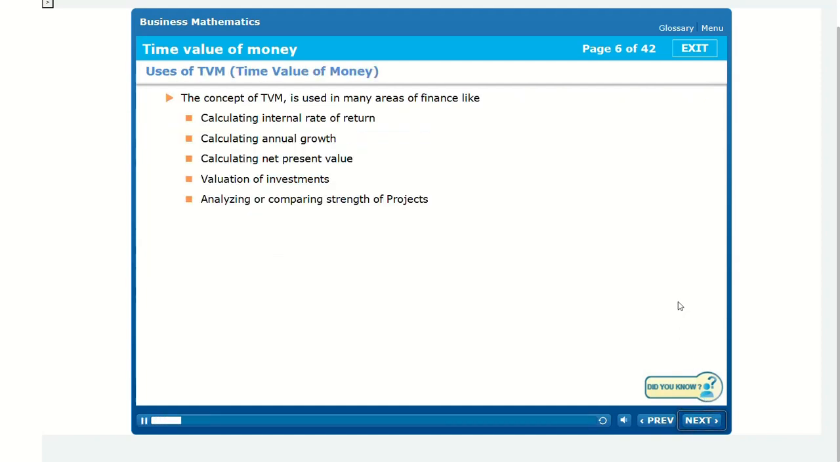Uses of TVM. The concept of TVM is used in many areas of finance, like calculating internal rate of return, calculating annual growth, calculating net present value, valuation of investments, analyzing or comparing strength of projects.